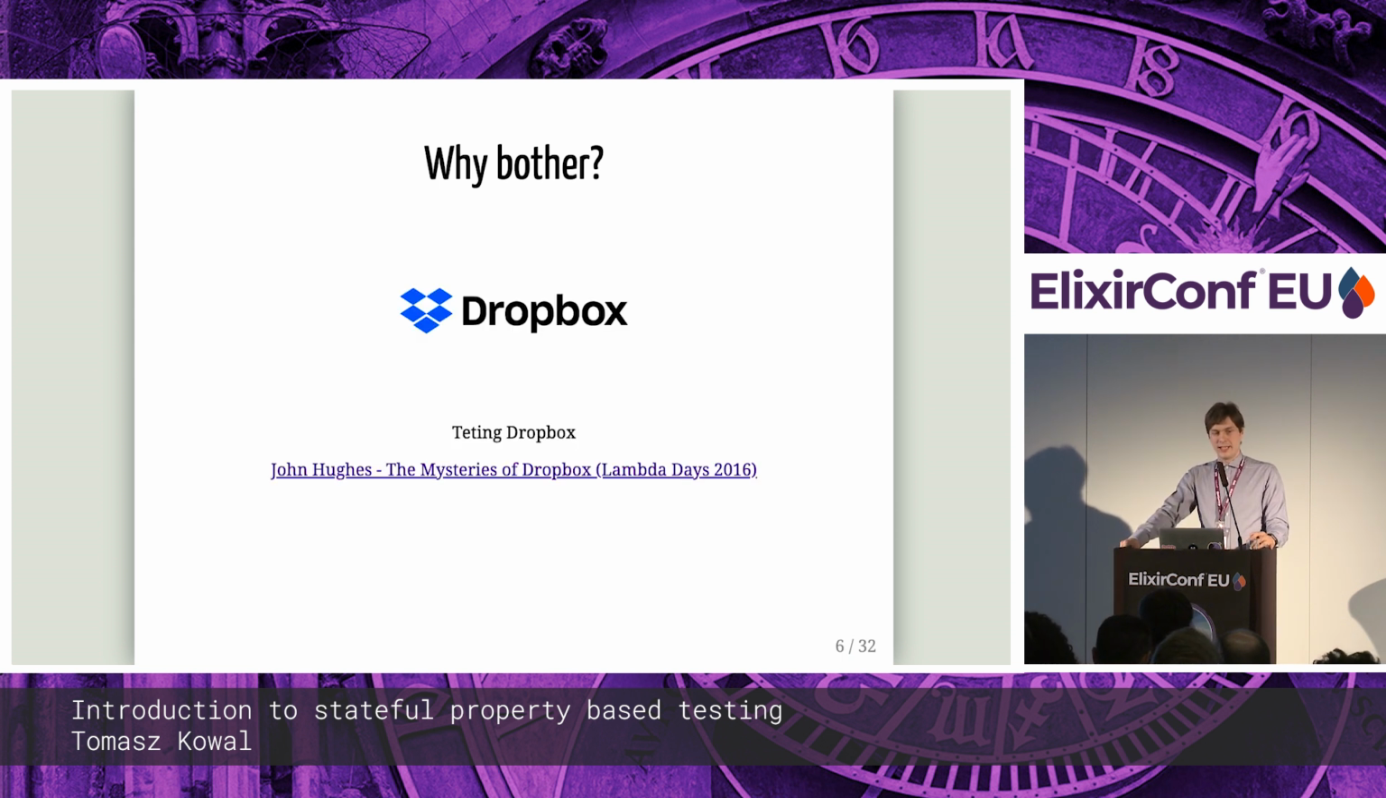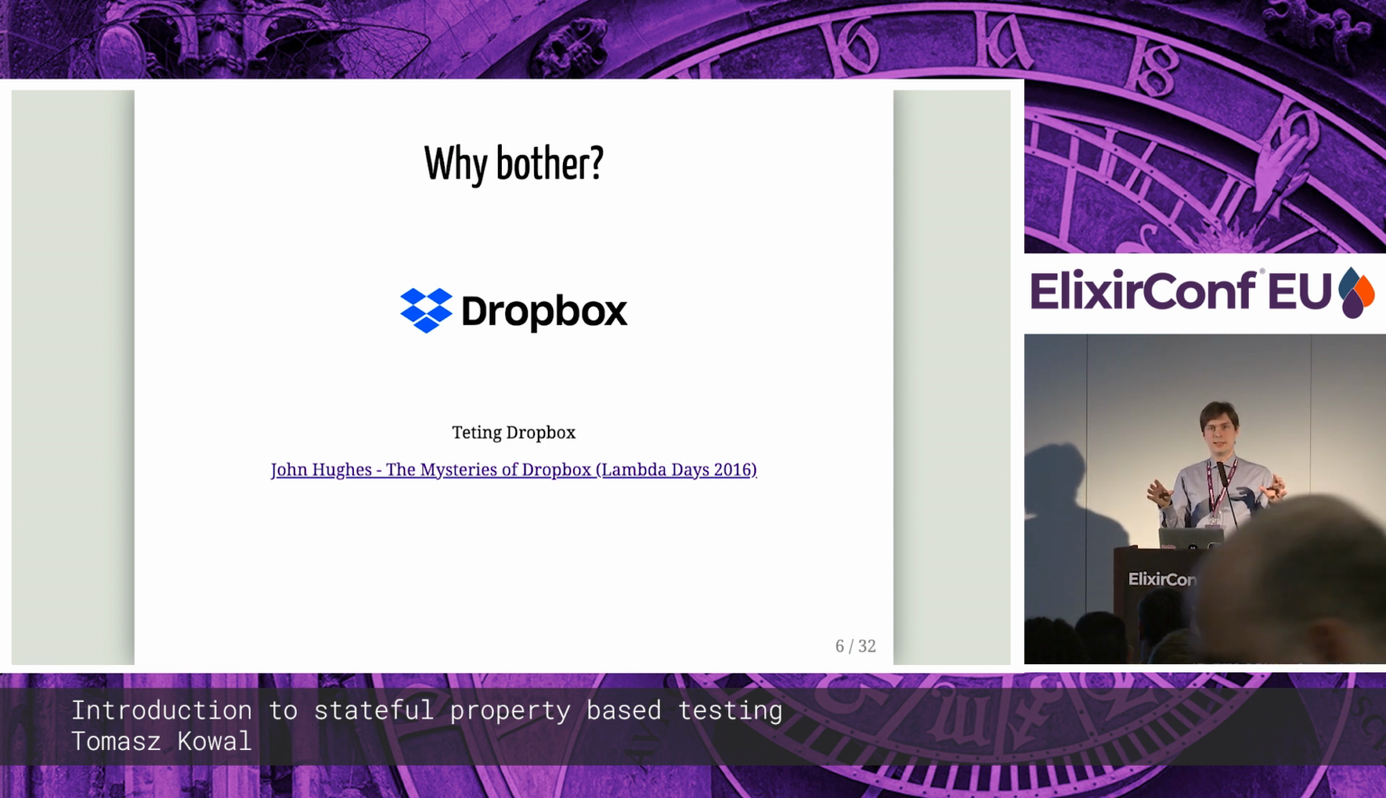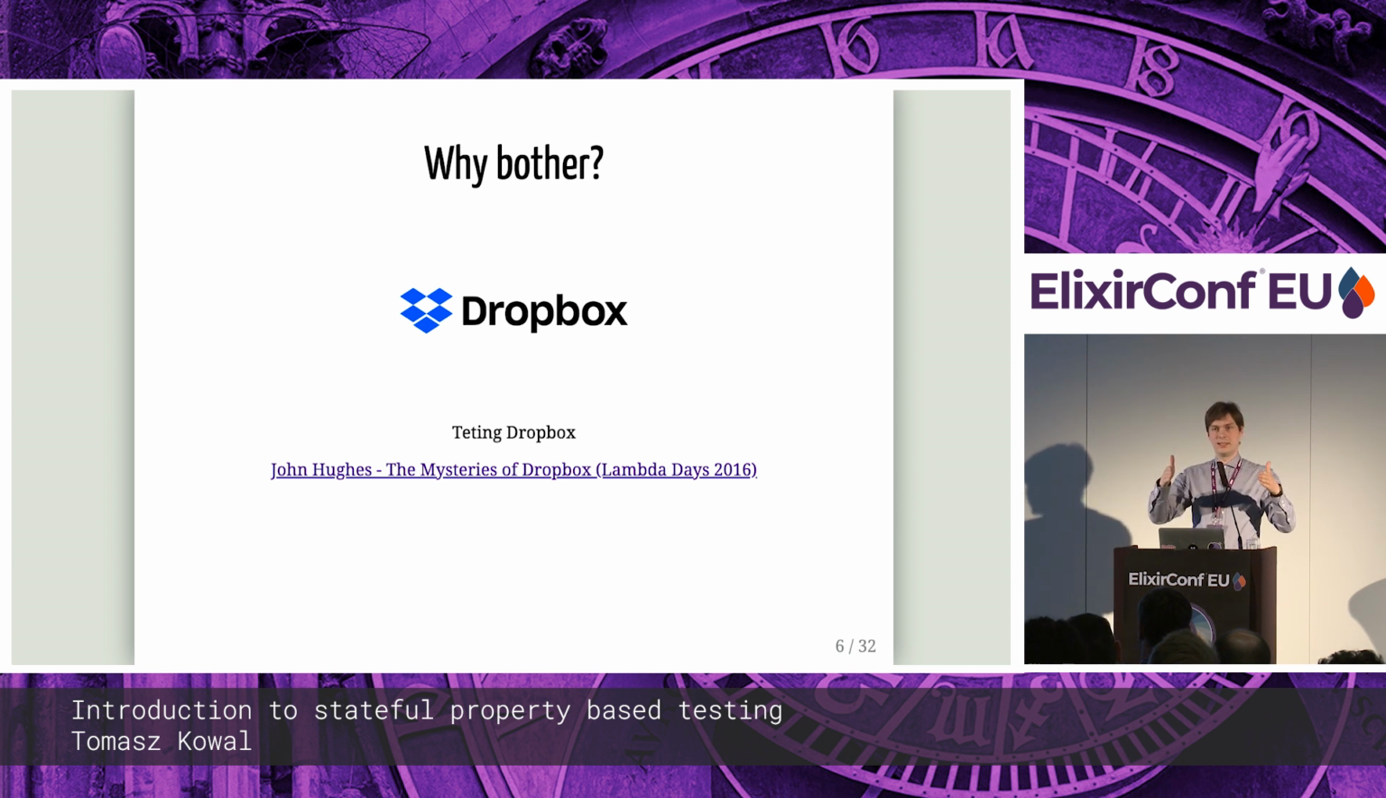Another cool story is yet another talk from Lambda Days in 2016, and it's about testing Dropbox. Dropbox is a little bit problematic to test, because if you have two computers that want to sync data in Dropbox, and you create a file with the same name in both of them at the same time, those commands will be serialized in the Dropbox server, and one file will override the other. So in the end, the output is not deterministic.